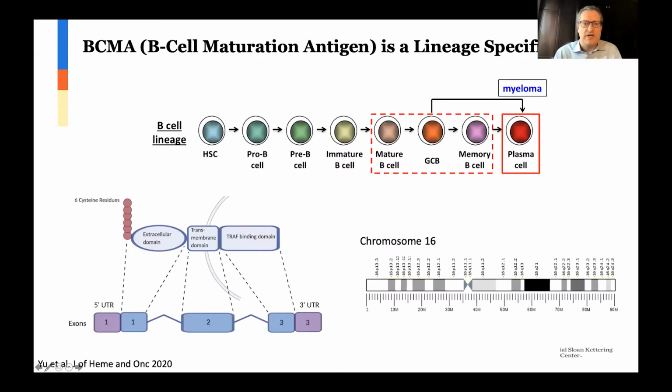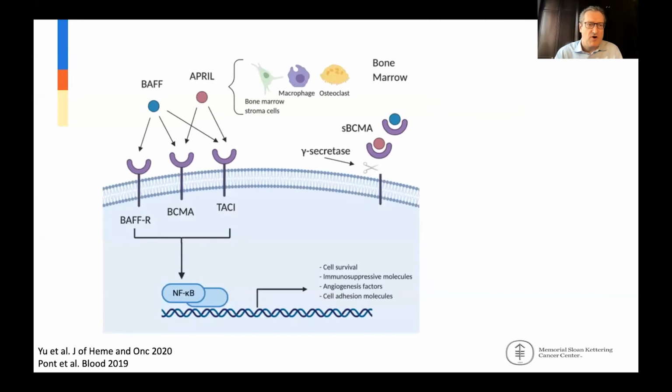I'm just going to point out that the location is here on chromosome 16, and that's relevant for some resistance work that is emerging, resistance to therapy work. So I'm just going to talk a little bit more about some of the signaling here. BCMA, again, is on terminally differentiated plasma cells and on myeloma cells.